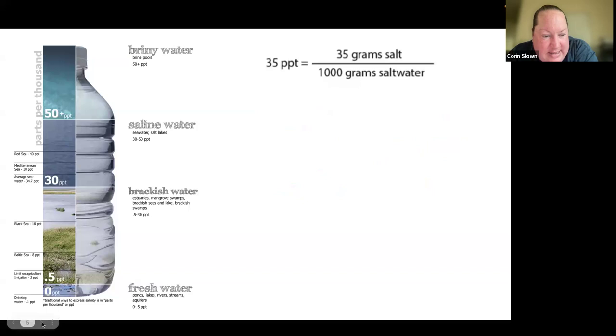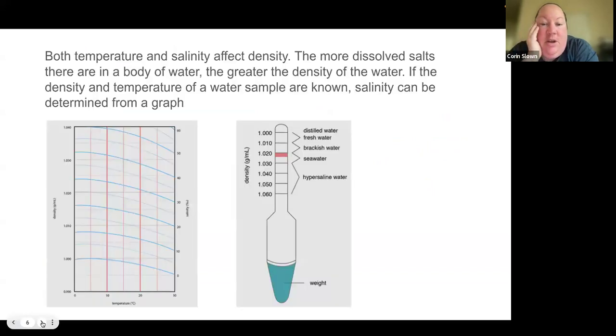Well, let's see if we can take this a step further. So both temperature and salinity affect our density. So the more dissolved salts that there are in a body of water, the greater the density of that water. So if the density and the temperature of a water sample are known, then you can actually calculate salinity from a graph. So it won't surprise you to know that sometimes it's a lot easier to measure density or temperature than it might be to measure salinity. And so what we have on the left essentially is a graph where if you know two of the three variables, you can find the third.